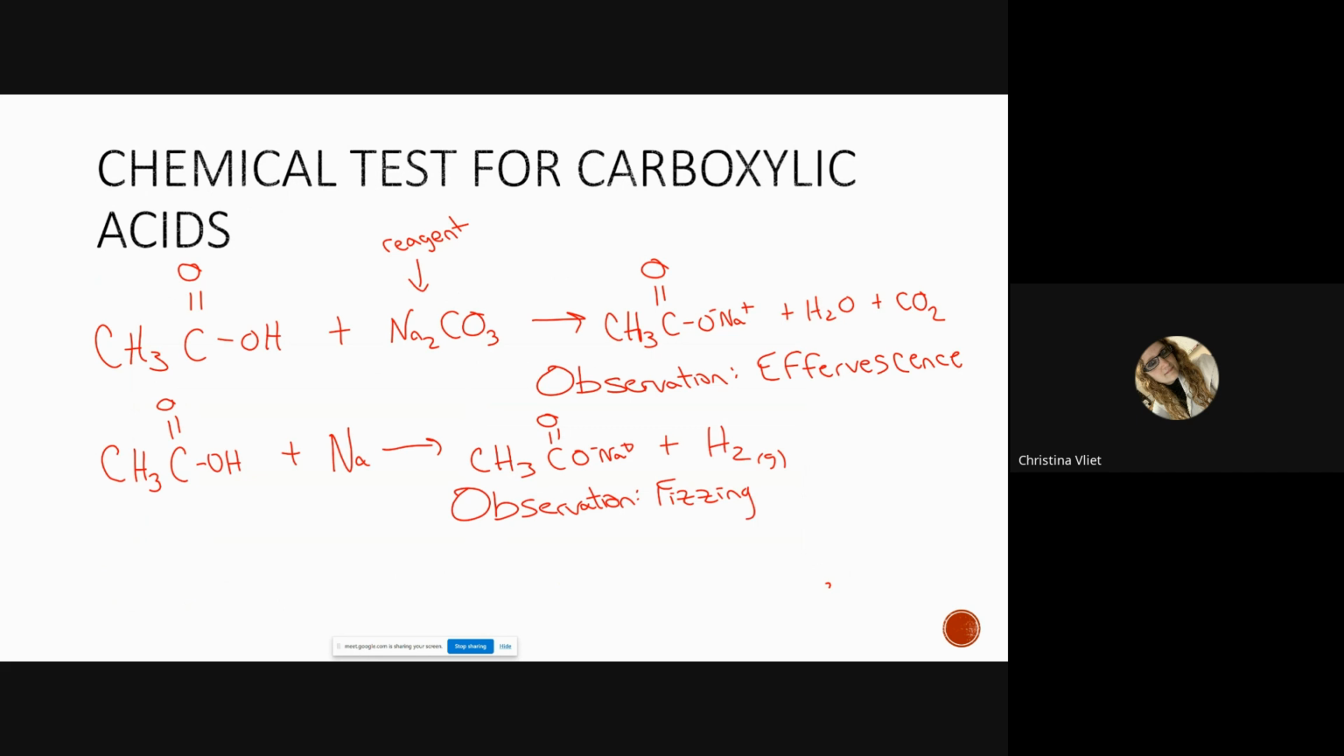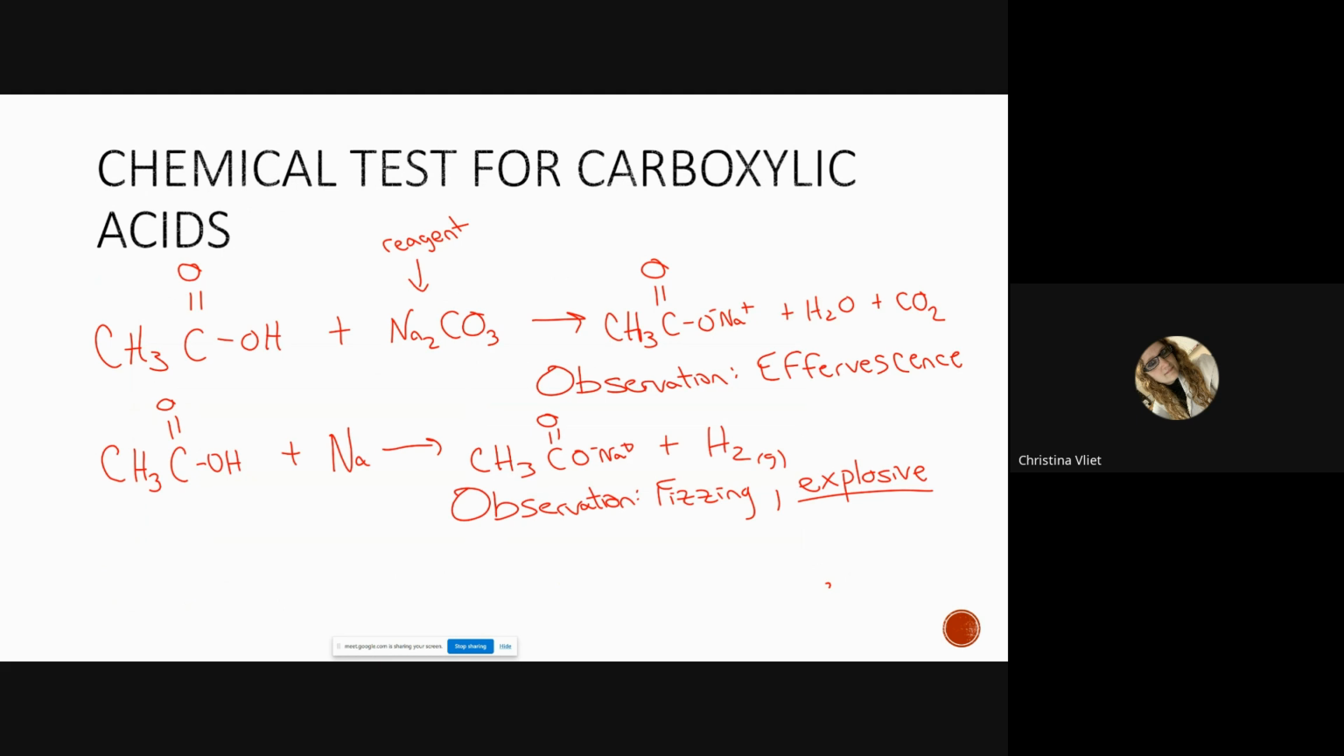What's the observation for H2 gas specifically? It actually is explosive, right? Yeah, it explodes, right? But fizzing at minimum, if you want to do less.